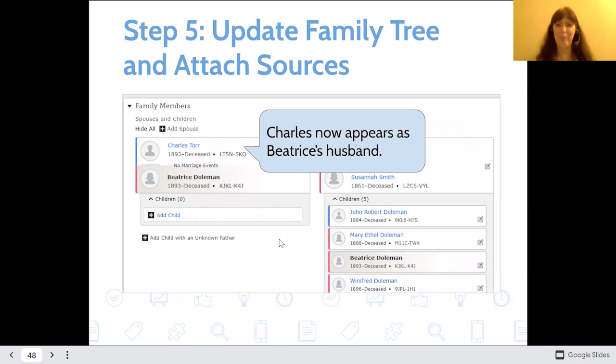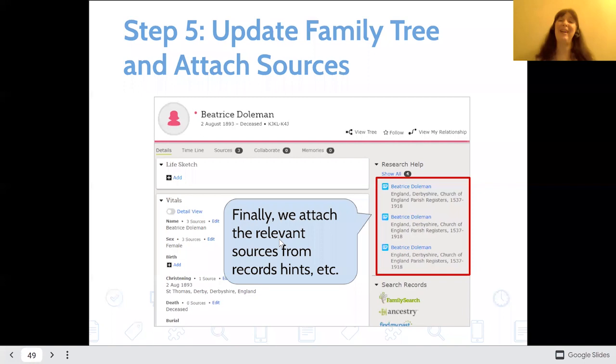It's a cool thing. Then remember, it's not the research start and stop, it's the research cycle. So then the next thing we do, oh, I forgot again. Okay, I forgot that I had this slide. I apologize. And this is very important. The next thing that you always want to do after you've added a new person is to attach the sources. And you can attach a lot of them from record hints many times. But if you found them in other places, you also want to attach them there, because that way you'll help other people who come along later.